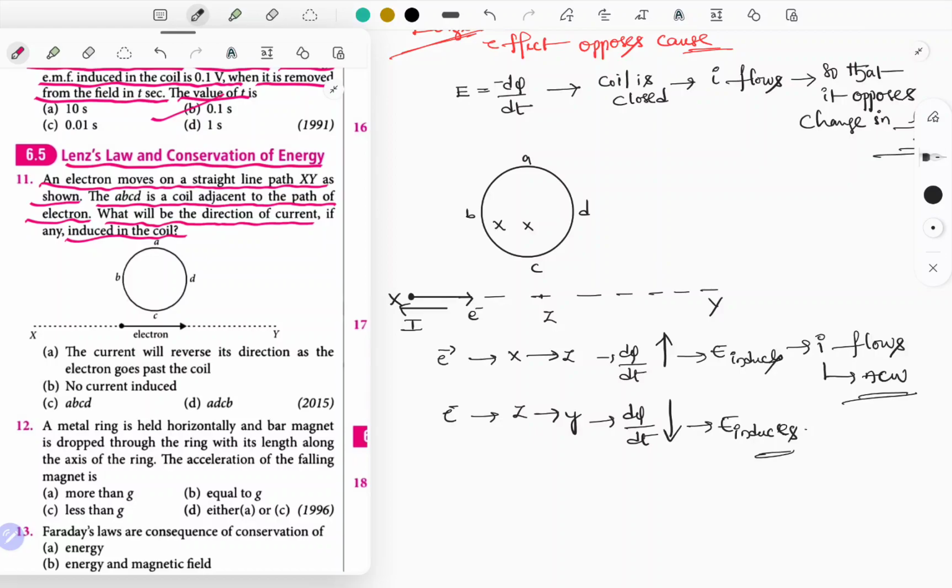EMF is induced, then current flows. How does this current flow? Now is the flux decreasing or increasing? Decreasing.